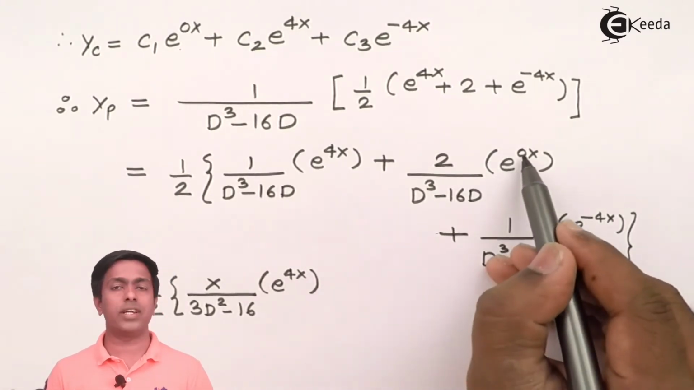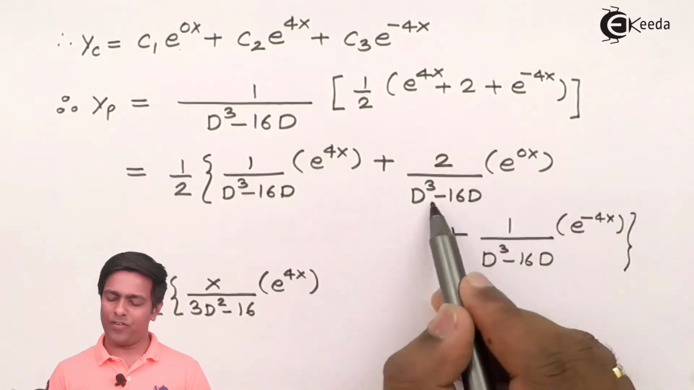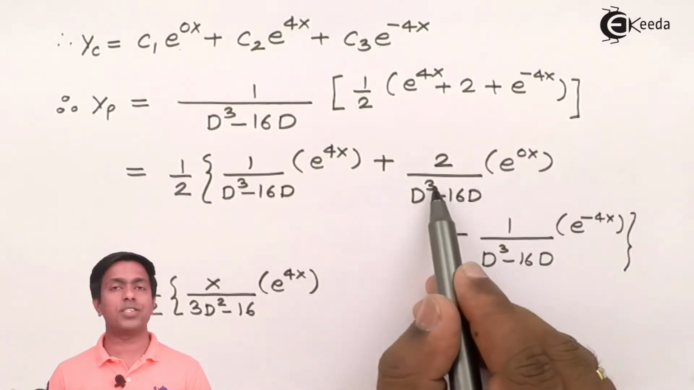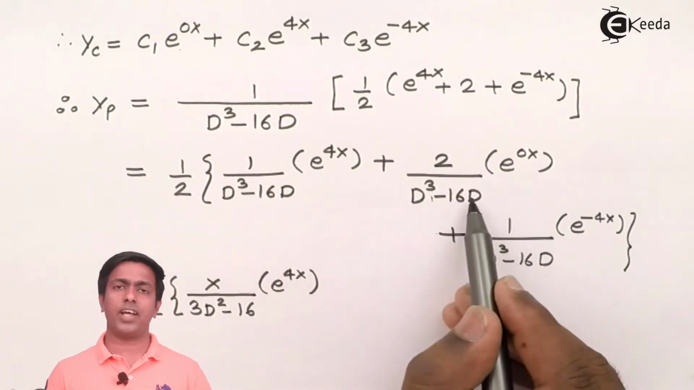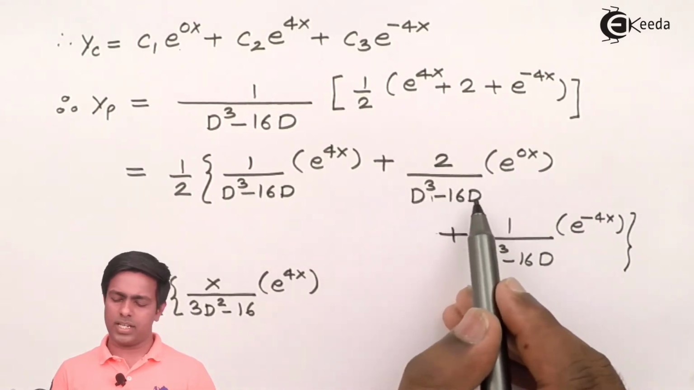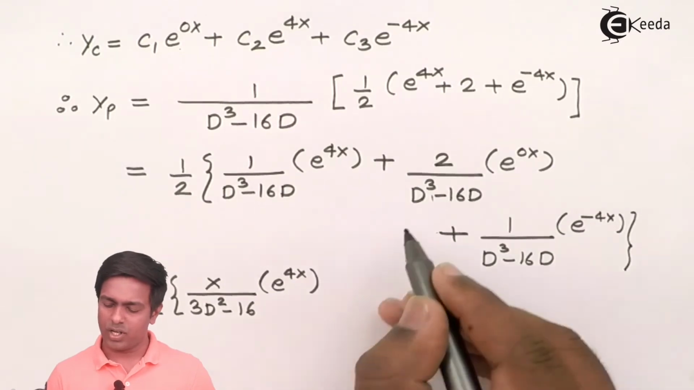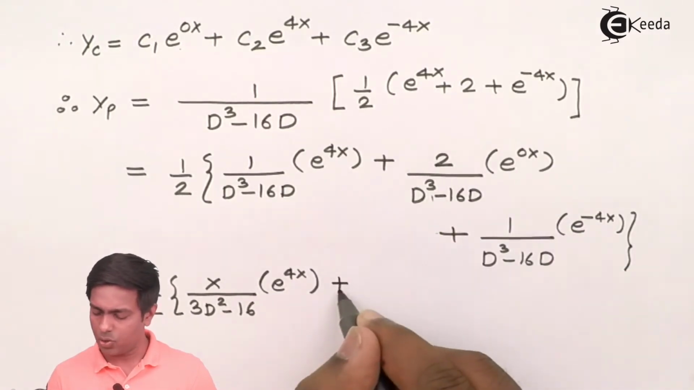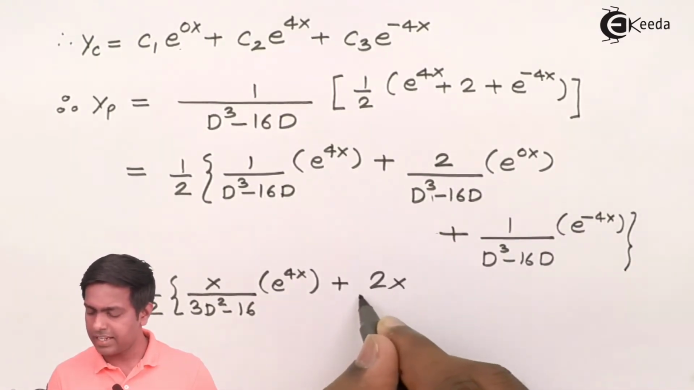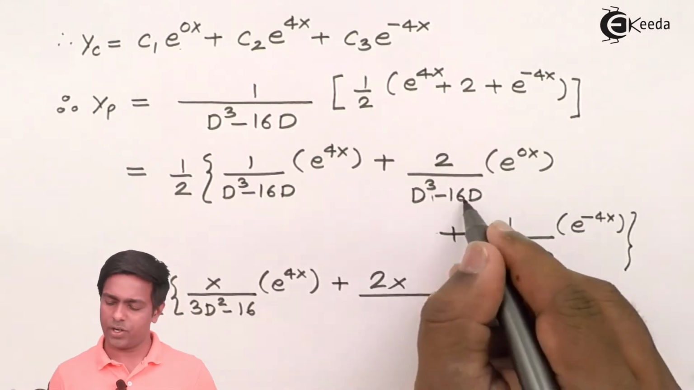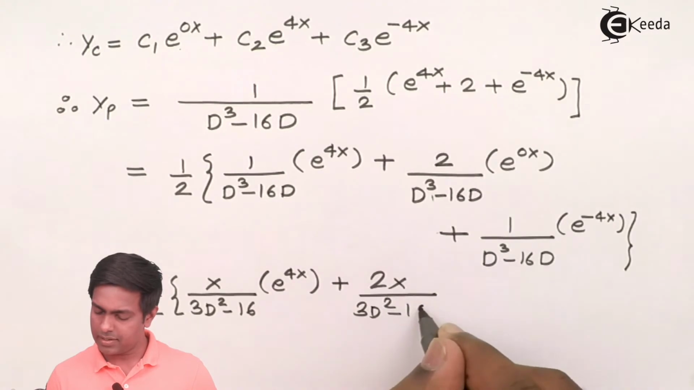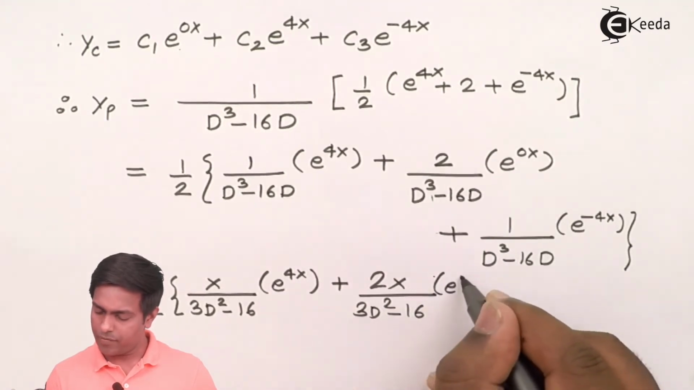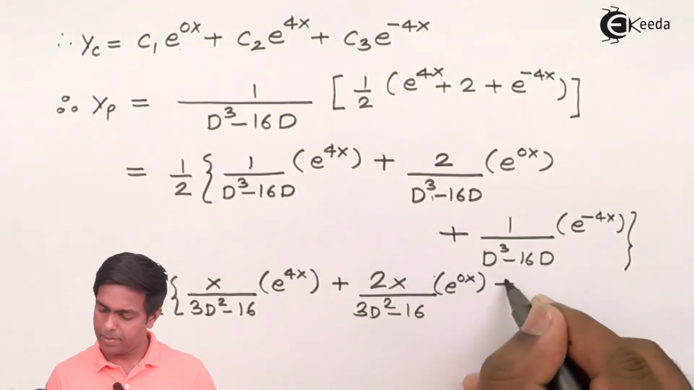I will first put this value of a in f of d. So if I put 0 here, 0 cube is 0, minus 16 into 0 is 0. It means again we are getting 0 in the denominator. So the same rule as first term. So here I'll multiply this numerator with x, and in the denominator we'll find out the derivative of this term, which is 3d square minus 16 into e to the power 0x plus.